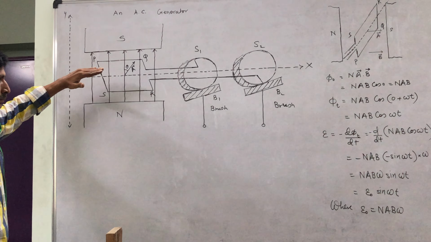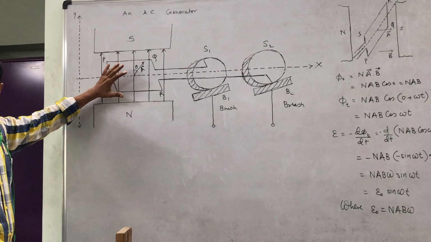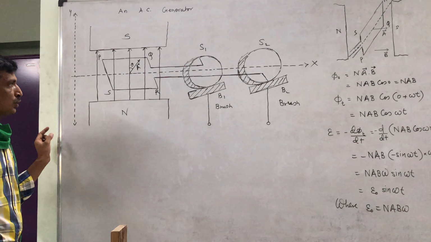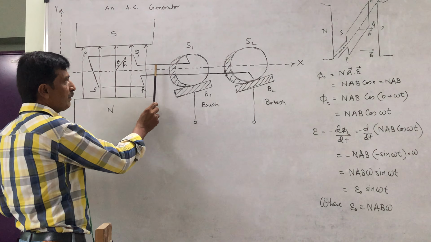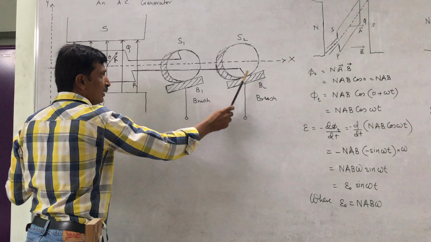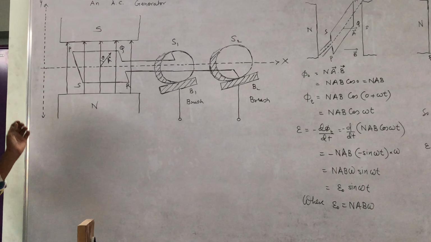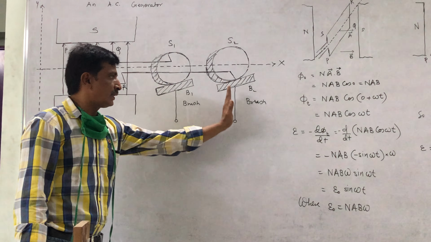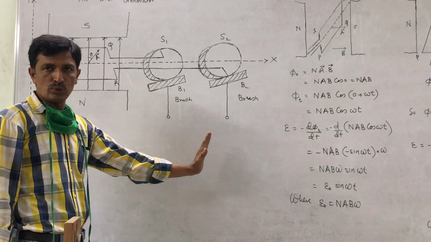So every time the magnetic flux linked with the coil changes, according to Faraday's law of electromagnetic induction, EMF is induced between the two ends. Here we are using full slip rings, so the generated current is AC current and the generated EMF is also AC voltage.